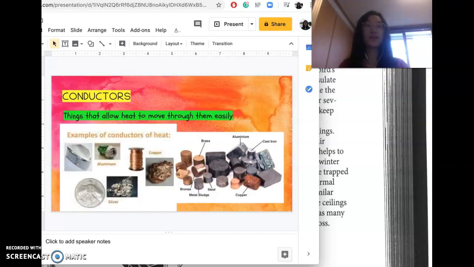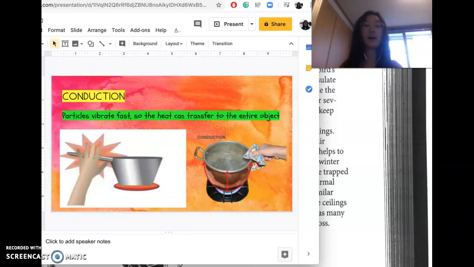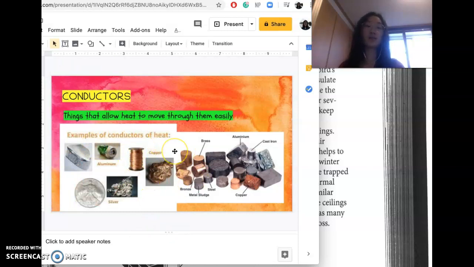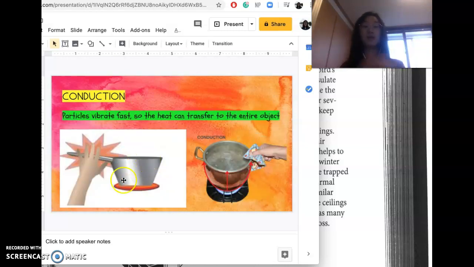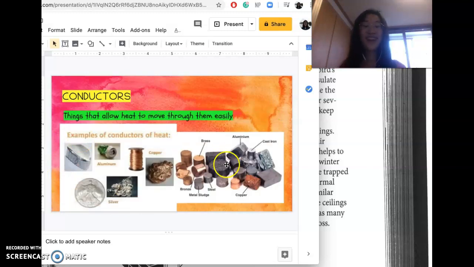Yeah. So like I said, conductors, they're things that allow heat to move through them easily, just like this metal pot. So a lot of things are good conductors, such as aluminum, copper, silver. Aluminum and copper usually are used to make cookware. That way, when you put the cookware on top of the fire, the conduction happens quickly, so you can get your ramen very quickly. And we also got brass, cast iron, bronze, steel, all that stuff.